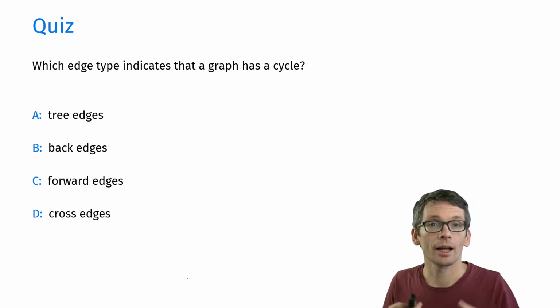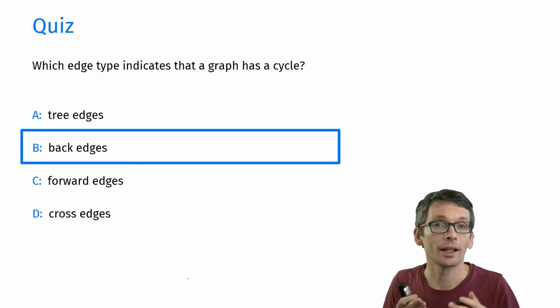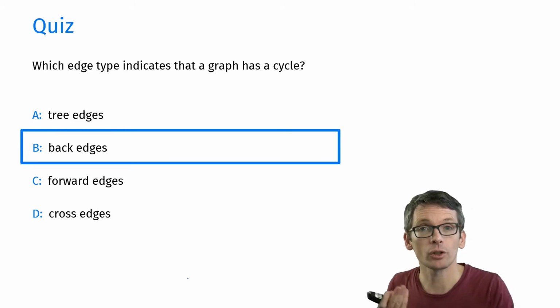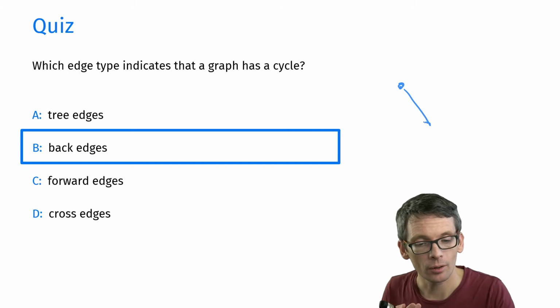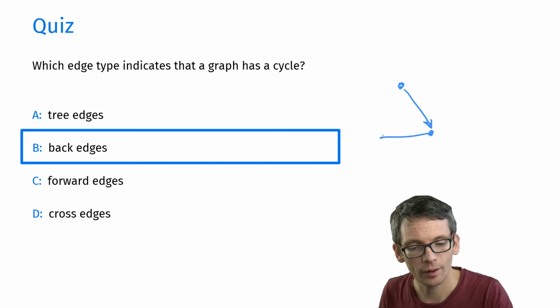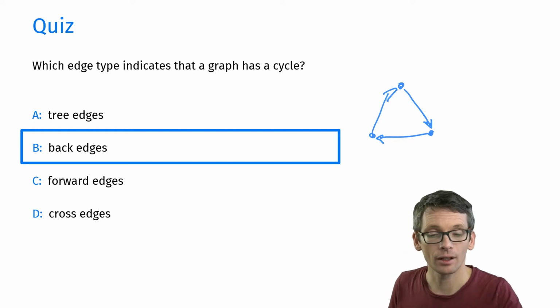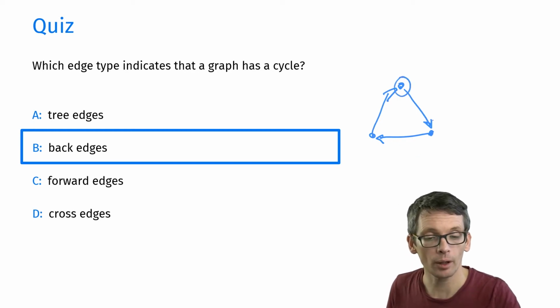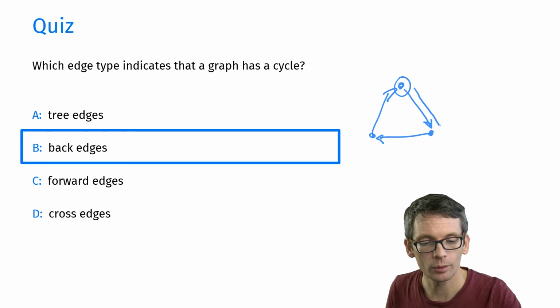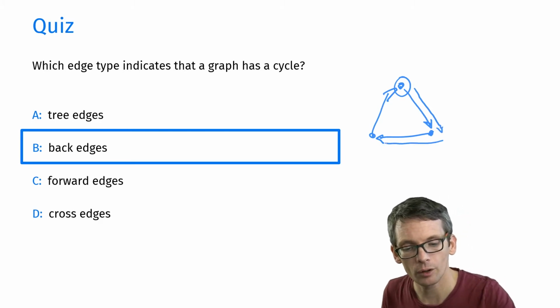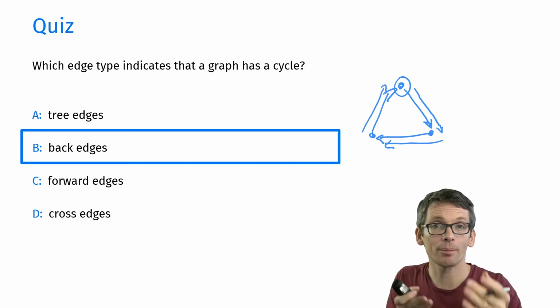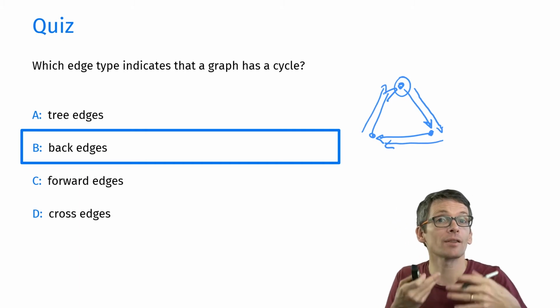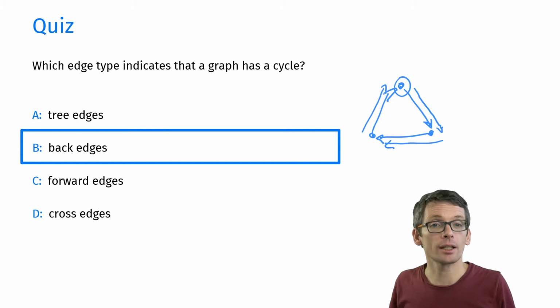A graph has a cycle if and only if it has a back edge. So let's just do that by an example. So if I have this cycle here, then if I start exploring my graph here, I will have a tree edge, I will have a tree edge, and at this point I will have a back edge, and at this point I will have identified a cycle.